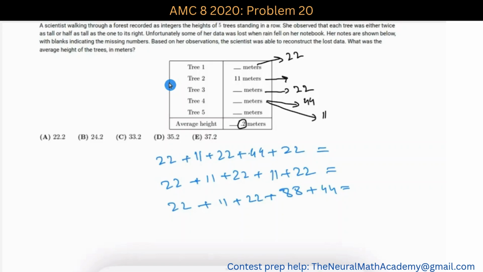So if we add the first one, we get 55 plus 44 plus 22, so we get 66 plus 55, so we get basically 121. And if you divide it by 5, your answer will end in .2. And then if we further solve it, we'll get 24.2. So then the answer for this problem is B.